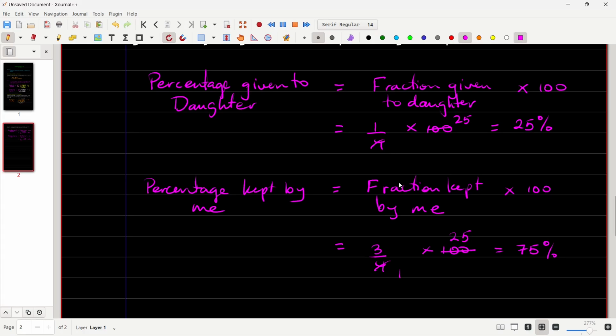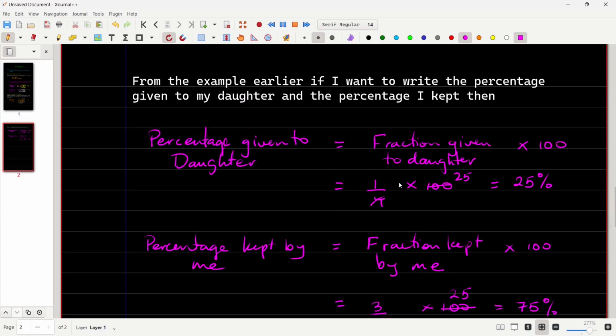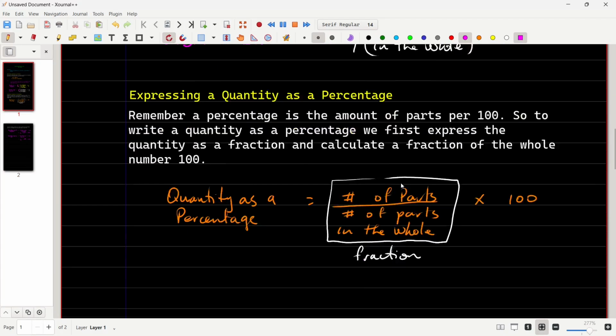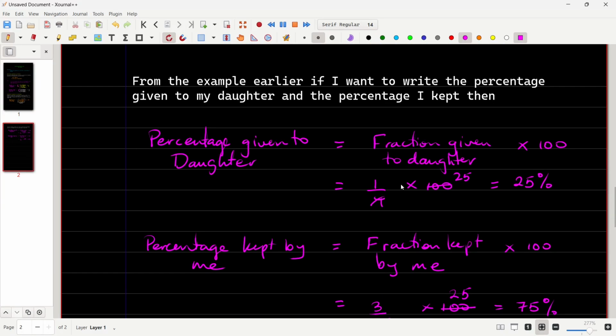When you do the exercise sheet, you will come across some questions that you can practice with. All right, that's it for this one. I'll see you in the next one.